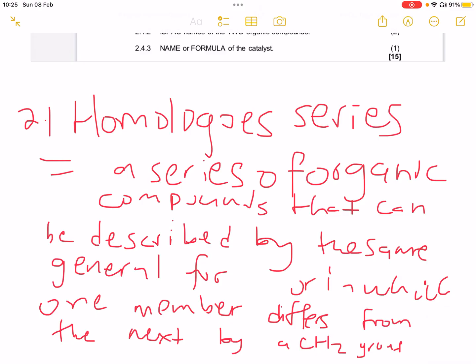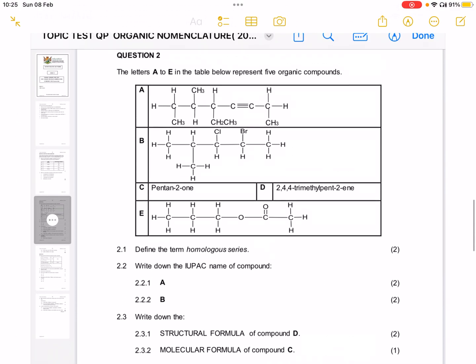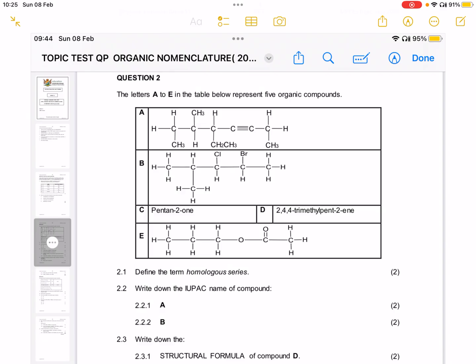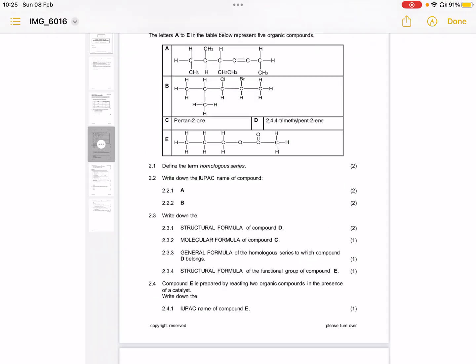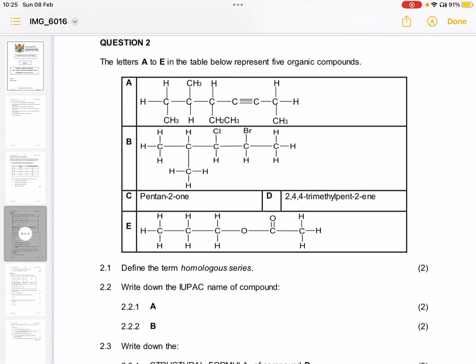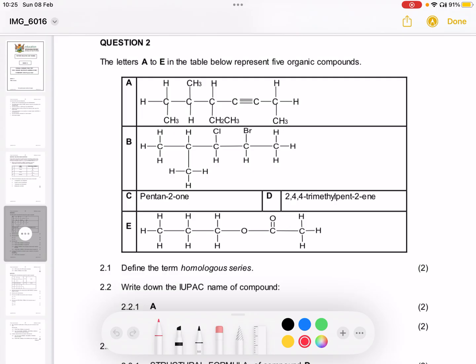Okay, back to 2.2. Write down the IUPAC name of compound A. Now, this is compound A, so I'm going to do it within this. Compound A, we see that it contains an alkyl group. So we're going to start naming from the right to left. So 1, 2, 3, 4, 5, 6, 7, and 8.